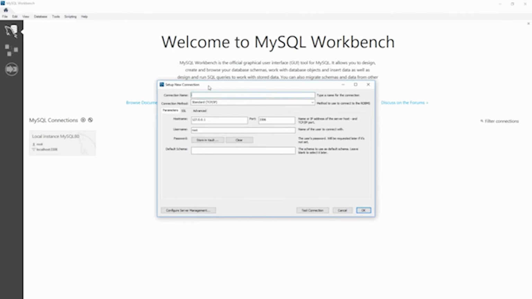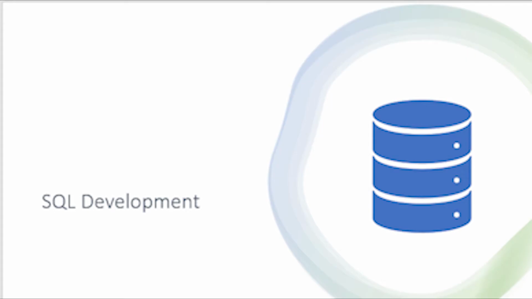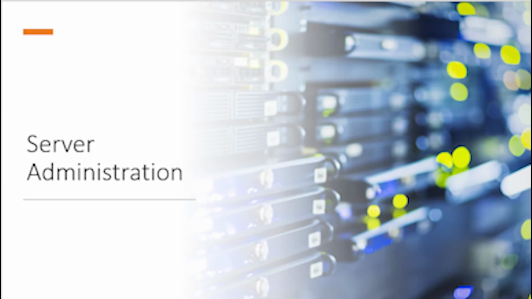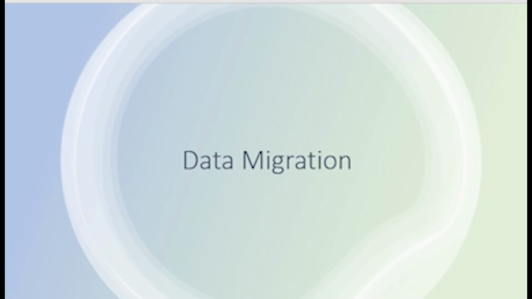And now I'll give you a rundown of how the MySQL program works. With this software, there are 4 main functionalities. SQL development allows us to create and handle connections to databases. Data modeling allows us to create a visual model for our databases. Server administration gives admin powers to monitor MySQL servers. Data migration allows us to import data from other relational type databases to our workbench.